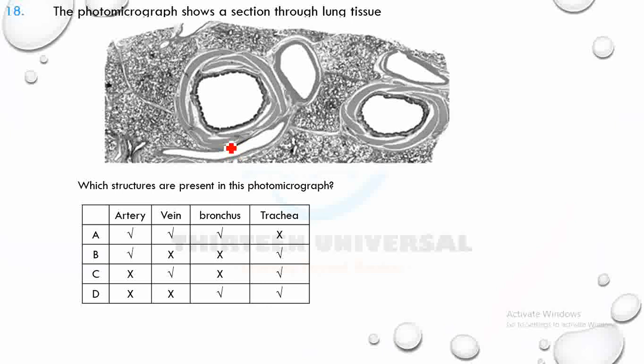This is bronchus because it has block-shaped cartilage. There's no trachea. Trachea doesn't have block-shaped cartilage. This is bronchus, sorry, and this is the cartilage of the bronchus. This is also bronchus. This is a vein. This is like an artery. So there's no trachea there. The only option without trachea is option A. Simple. Don't waste your time solving the question. Eliminate quickly and move on.